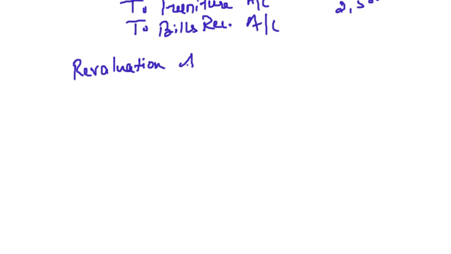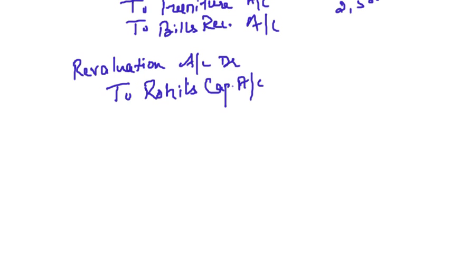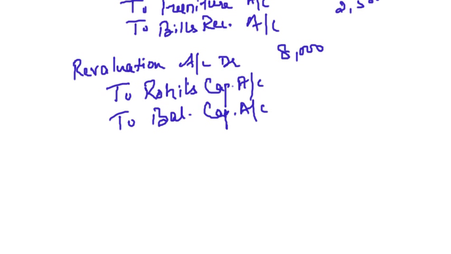revaluation account debit to Rohit's capital account and to Bal capital account. How much is the profit? 8,000 will be distributed among old partners in old ratio, that is 5:3. This is old ratio of the partners. Clear?